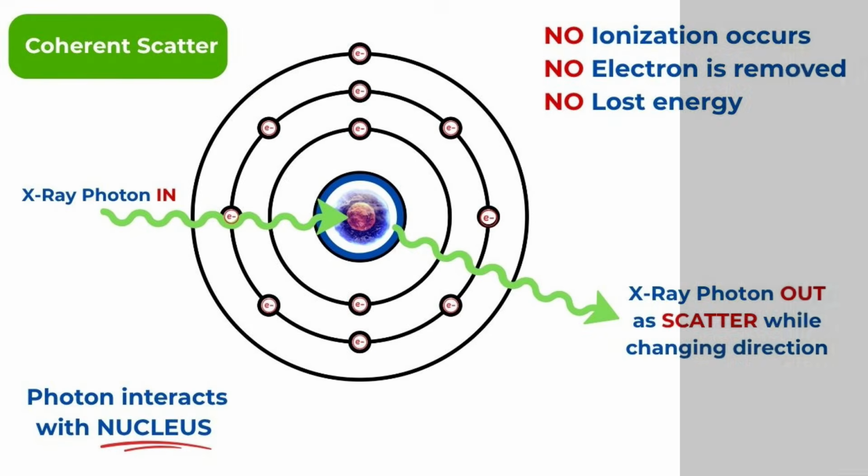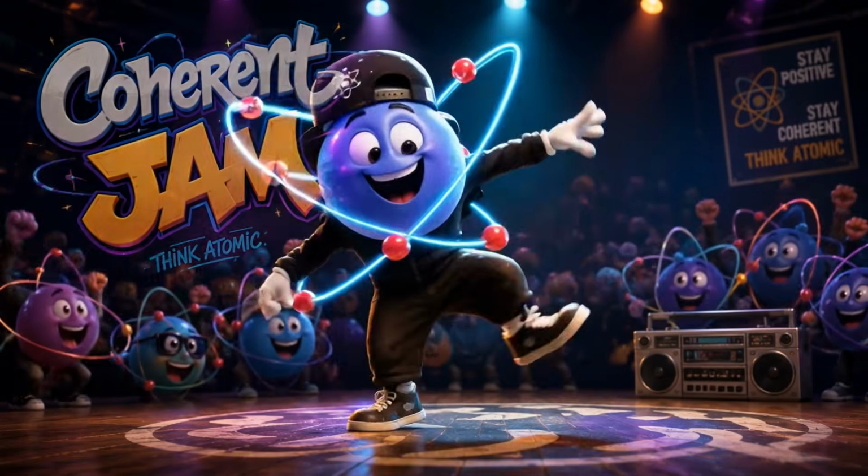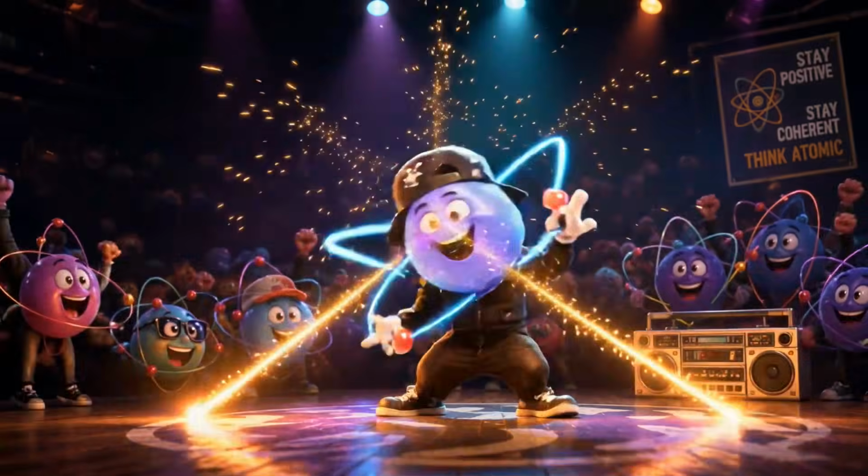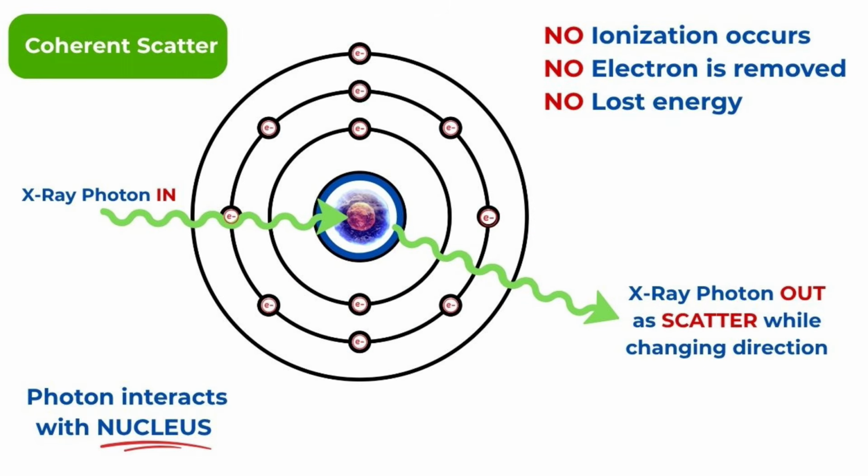No electron is removed from the atom. Instead, the X-ray photon interacts with the entire atom. The energy of the photon is temporarily absorbed by the atom, and this causes the atom to become excited or to vibrate. And as a result, the atom releases that vibrating energy back out as a scattered photon. So the simple way to remember coherent scatter is this: the scattered photon that leaves the atom has the same energy as the original X-ray photon, but it is traveling in a different direction.